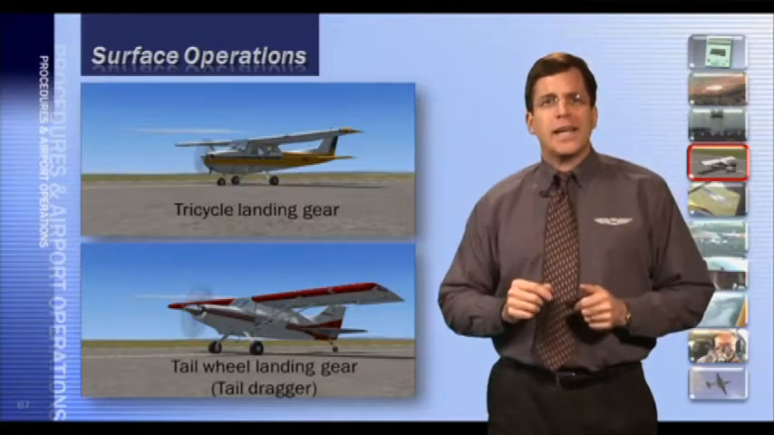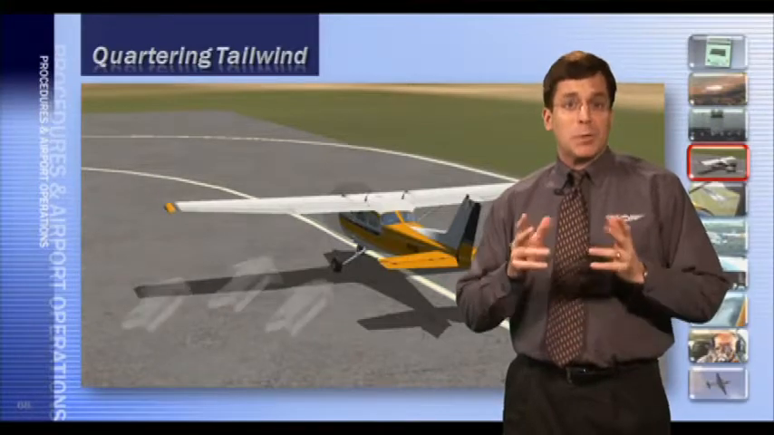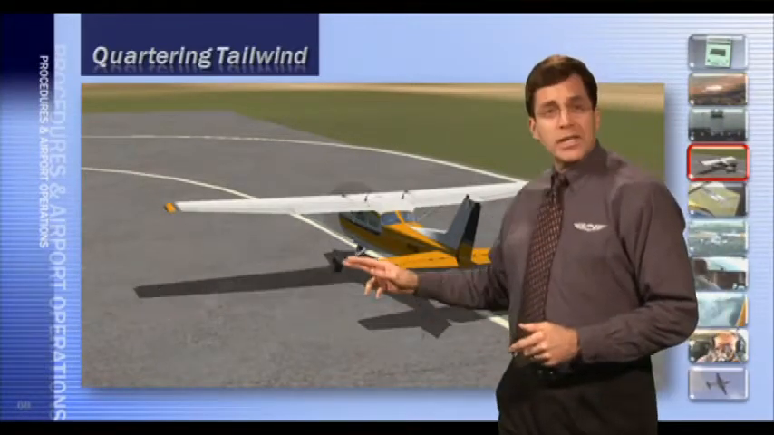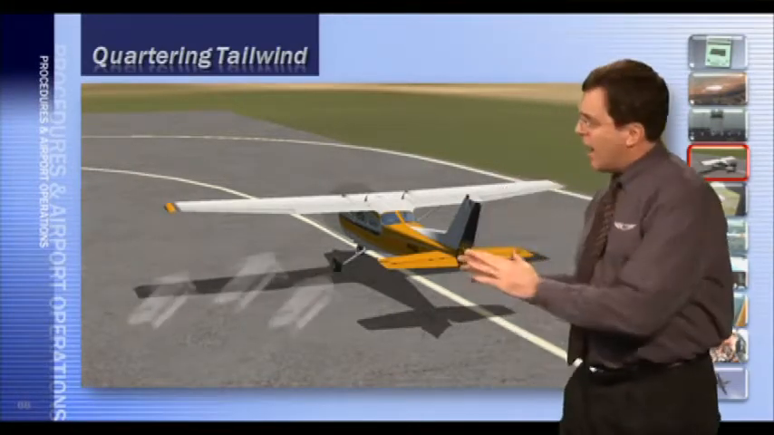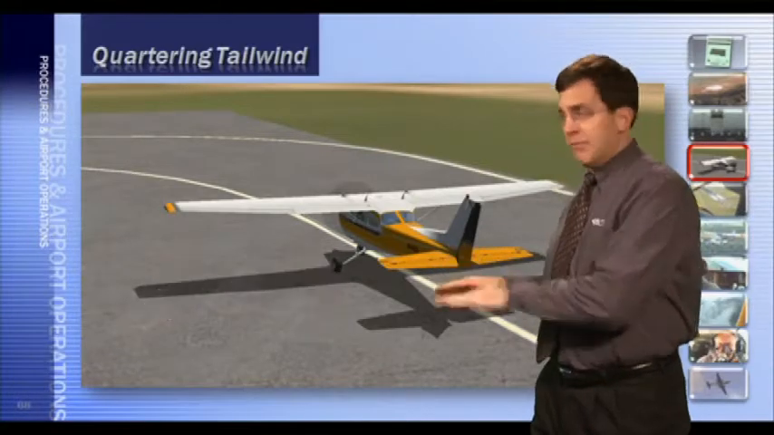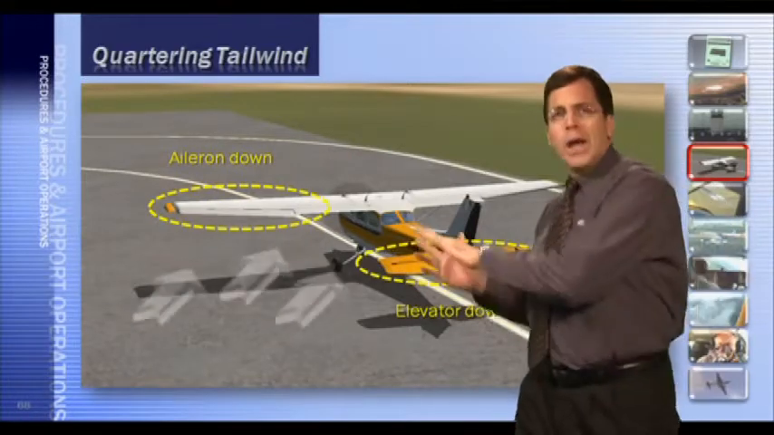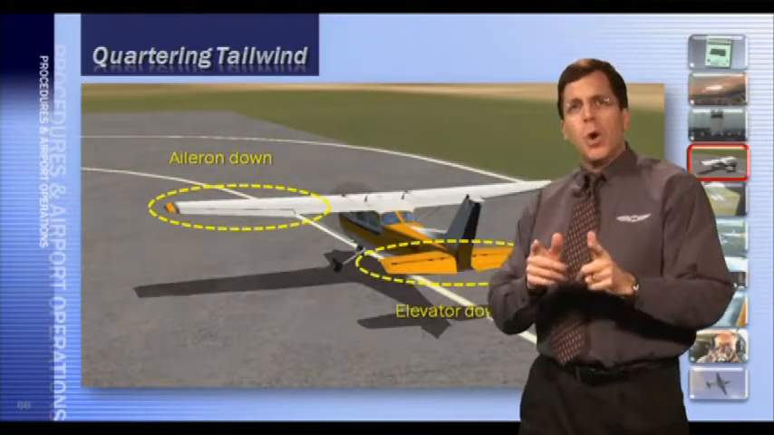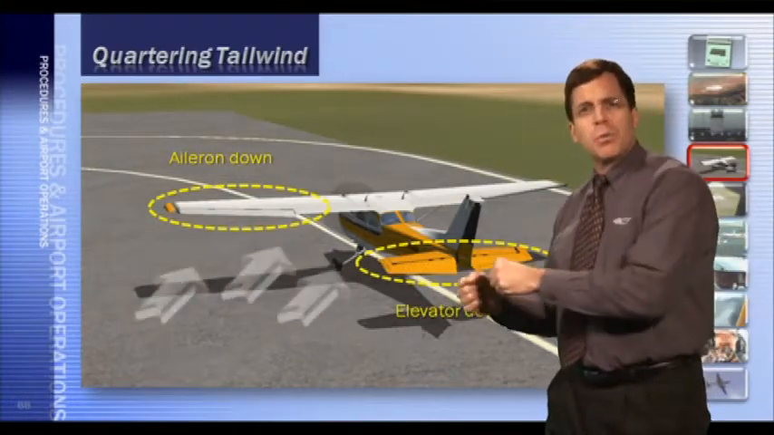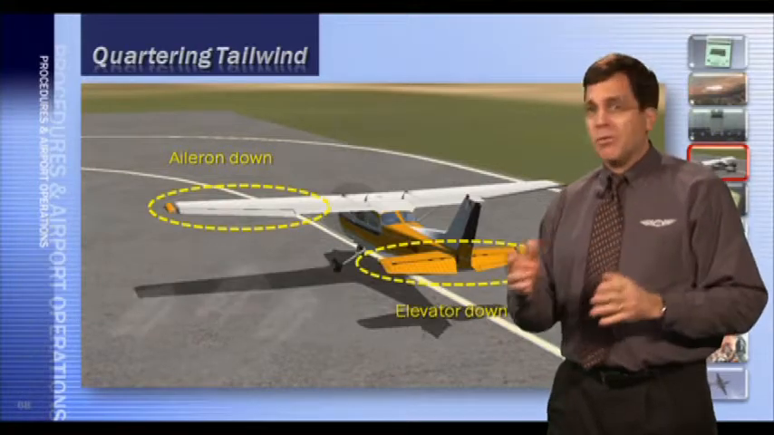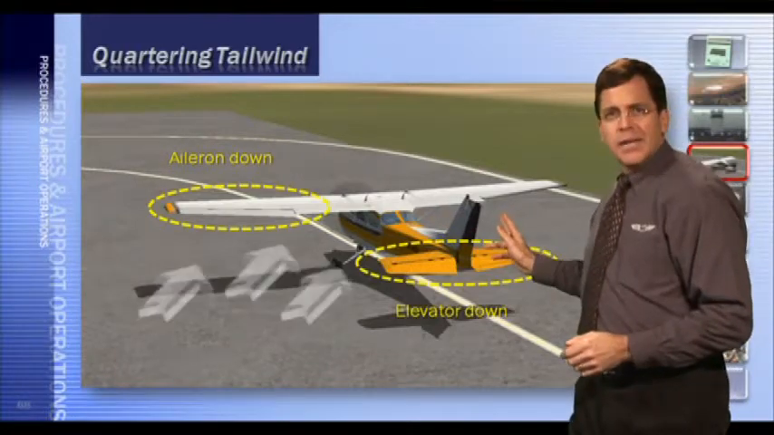So let's take a look at some different scenarios. Here's a situation that can be dangerous in a small aircraft when there's a strong left quartering tailwind. You want to prevent that quartering tailwind from getting underneath the elevator and wing and flipping the plane. To prevent that from happening, you want to dive away from the wind. In other words, hold the elevator forward and move the control yoke or stick to the right. This action puts the aileron down on the left side and up on the right side.